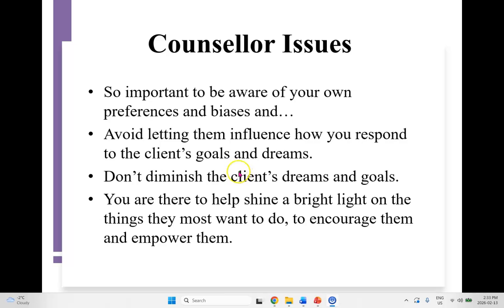So again, it's so important to be aware of your own preferences and biases and avoid letting them influence how you respond to the client's goals and dreams. Don't diminish the client's dreams and goals. And I heard someone many years ago when I was studying in this field say, don't be a dream stealer. Don't take away your clients' dreams. We're there to help shine a bright light on the things they most want to do, to encourage them and empower them. So that's all for this lecture.